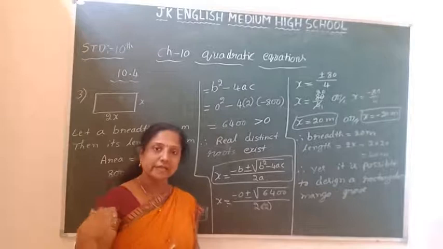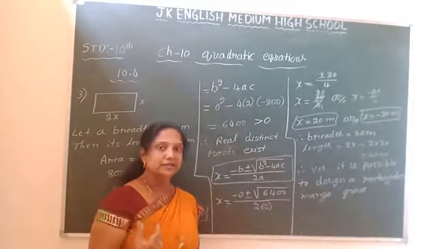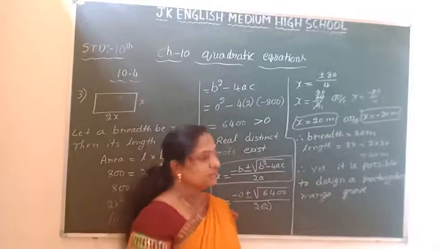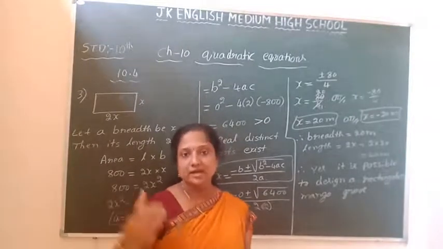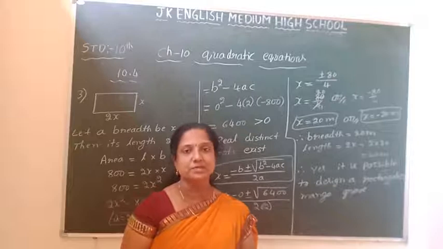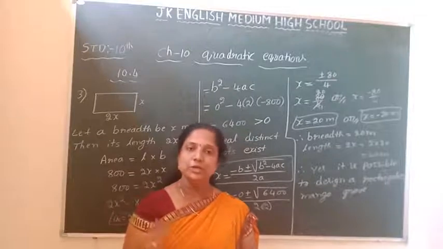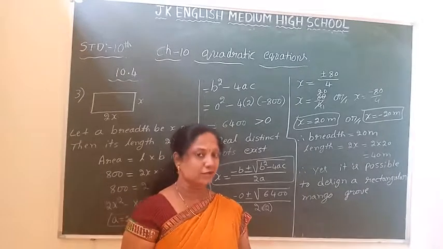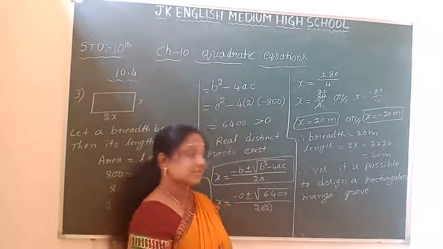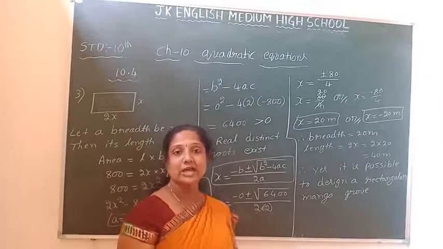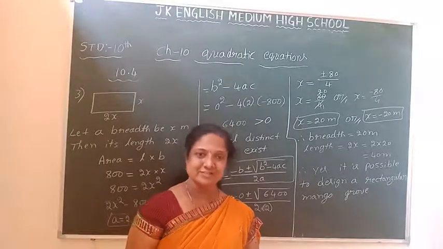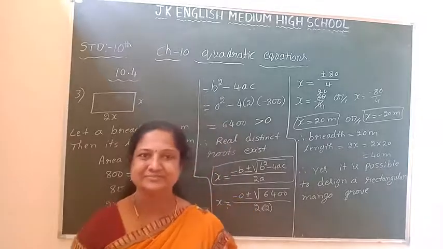But this is a rectangular field. For a rectangular field, length and breadth we take as positive values. So I will take the breadth as 20 meters. Then according to the statement, the length becomes twice the breadth, so 2 into 20 meters becomes 40 meters. So the length and breadth of the rectangular field I got, which means yes, it is possible to design a rectangular grove, children. Okay, in this manner you have to find the solution. Okay, write it down.